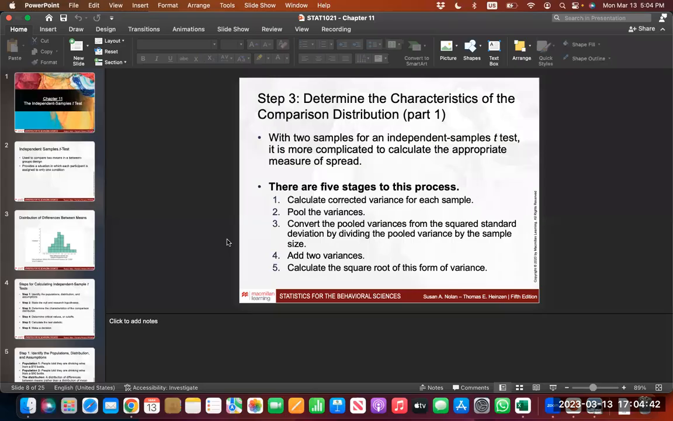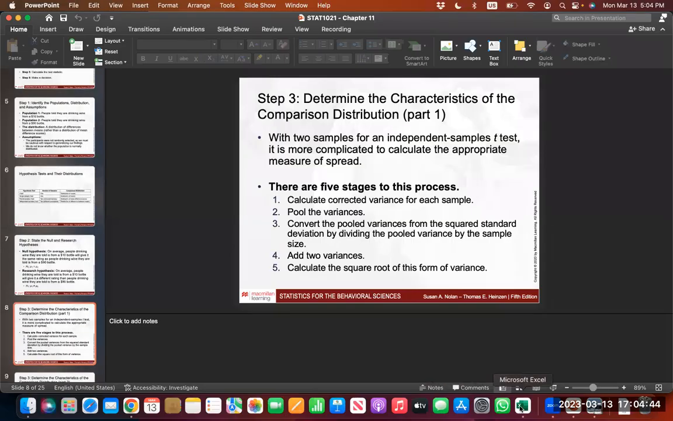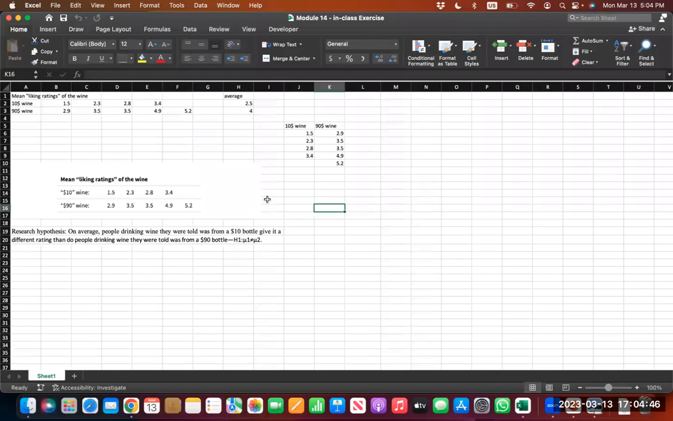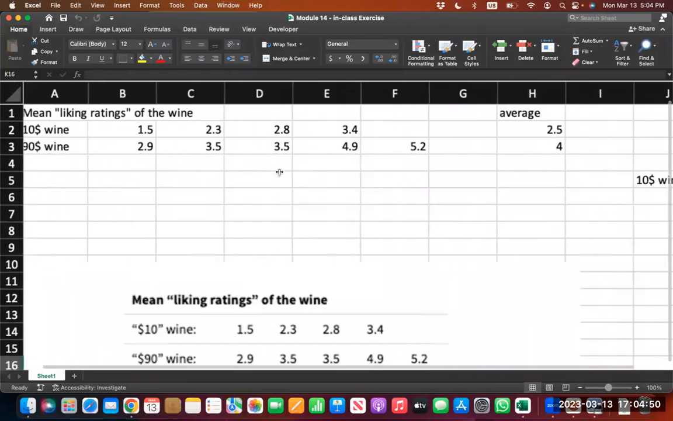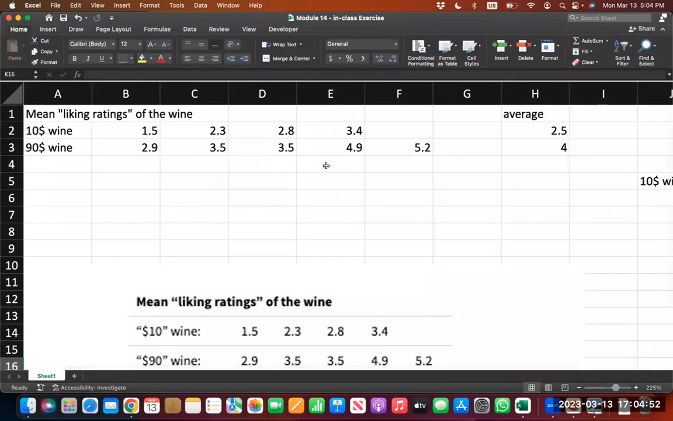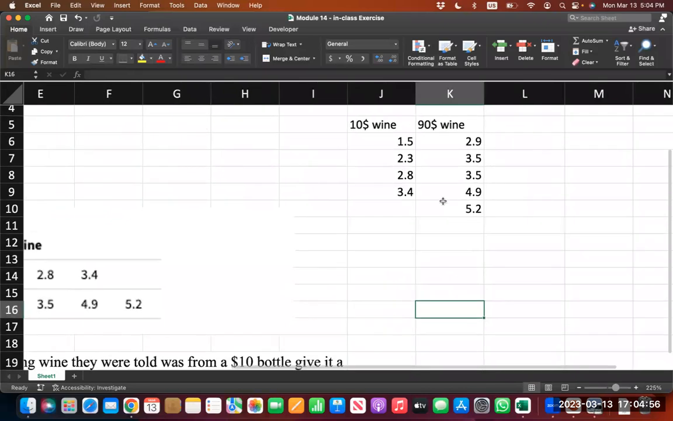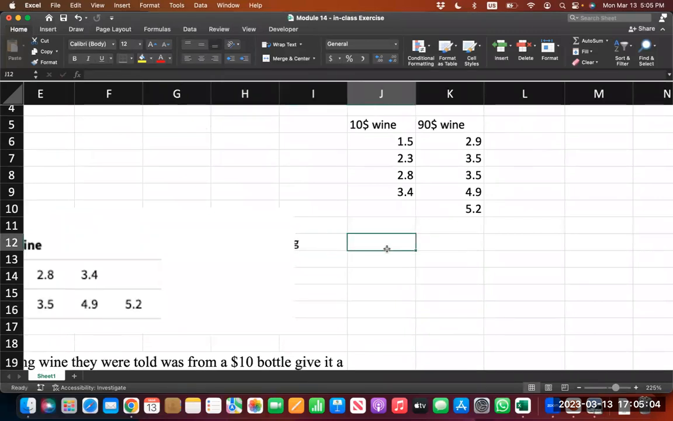So you have today an Excel spreadsheet that basically shows exactly that. We have that example that Nolan and Heinz will calculate today. And we have here the $10 bottle of wine and the $90 bottle of wine. So let's start by calculating the average.